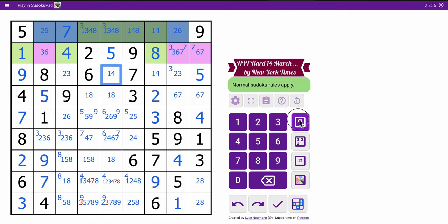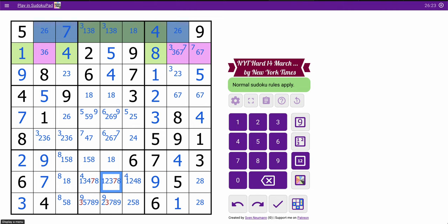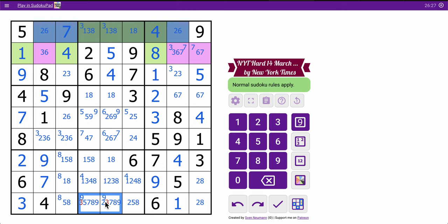Okay, 1 8. There we go. That's a four. That's a one. That's a four. I think finding this 148 and that 367 hidden triple was the key. I think it's collapsed now. Those aren't three. Yep, that's out of a 2-6. This is still a 1-3-8, as expected.